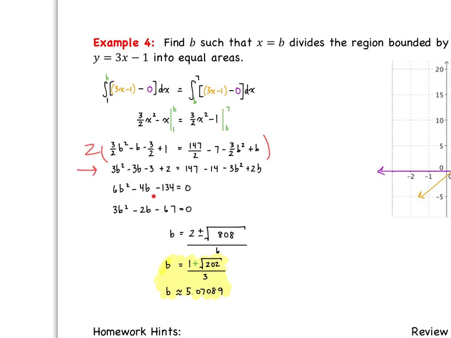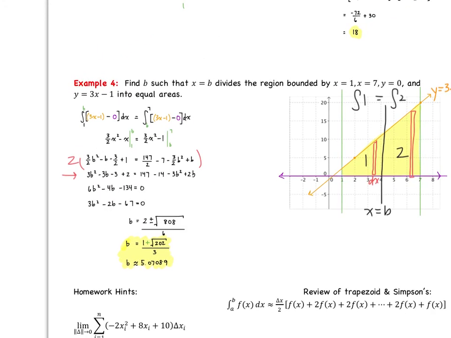So 6b squared minus 4b minus 134 equals 0, which we can divide everything by 2 here to get that quadratic. It doesn't factor, so we have to use the quadratic formula, okay? And we get 2 plus or minus the square root of, turns out to be 808 underneath, all over 6. But we're talking about a positive x value here, so a positive b value. So I don't need that plus or minus portion. I'm just worried about the plus portion of it.